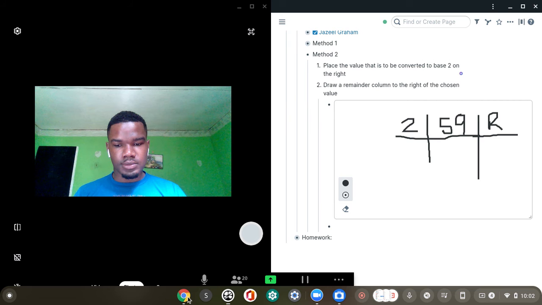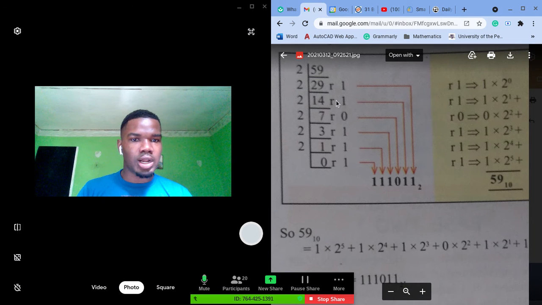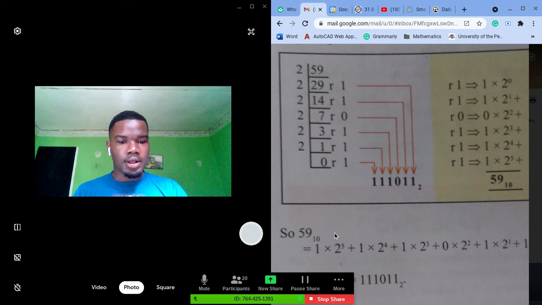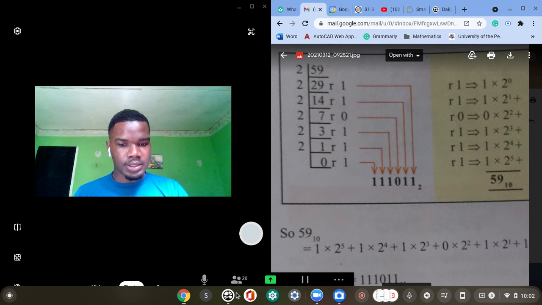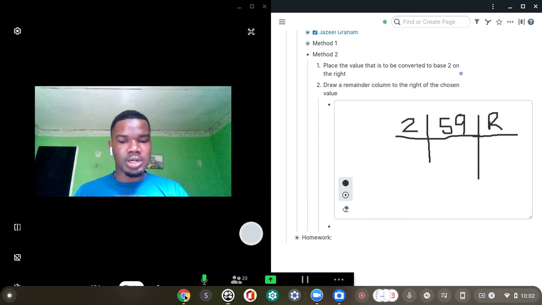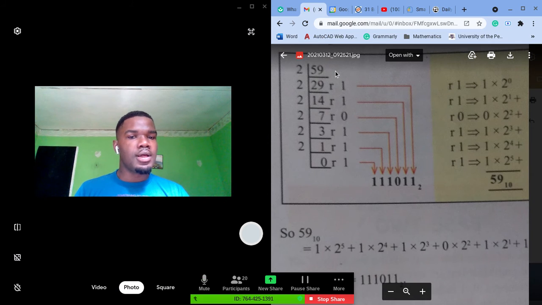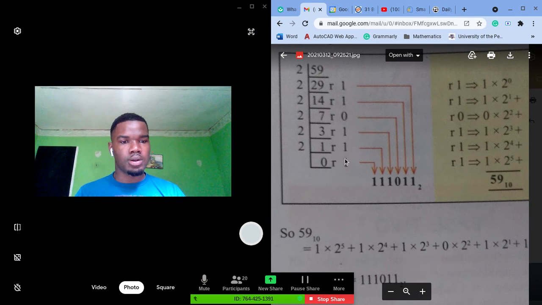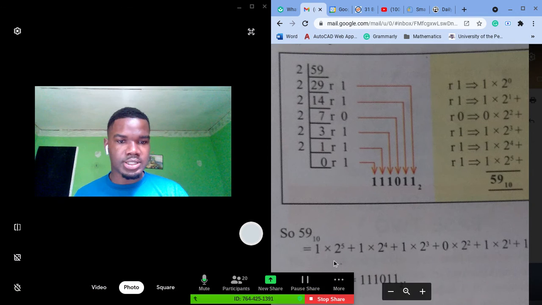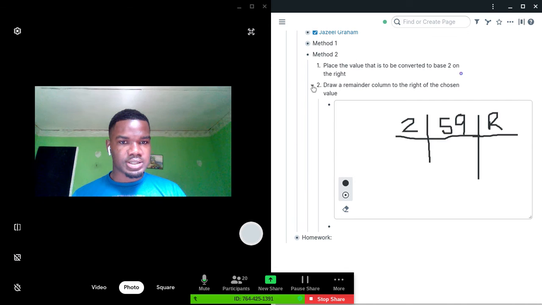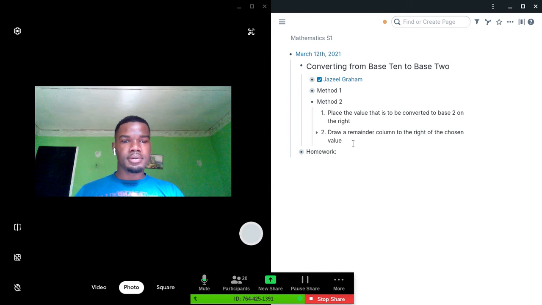So here we go. This book has its remainder column a little bit different, but it's the same thing. Because look at it. We have our R beside the 59. They could have had their R beside the 59 as well. Alright? And it would still represent that we had a 1, 1, 0, 1, 1, 1. Alright. Let's do it together now. Alright, here we go. That was step 2. Step 3.